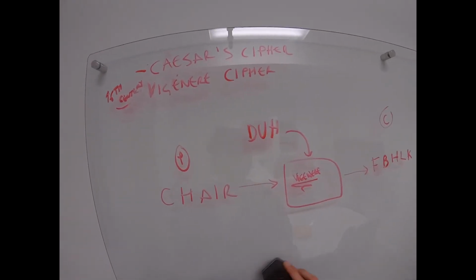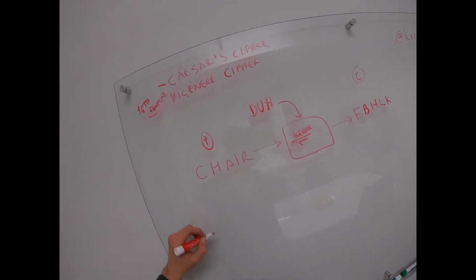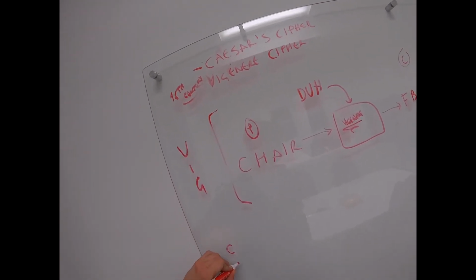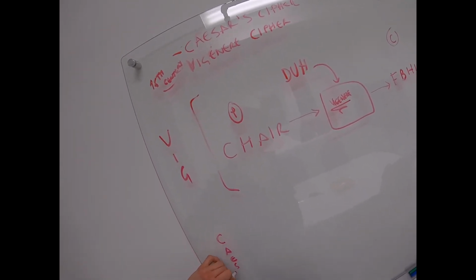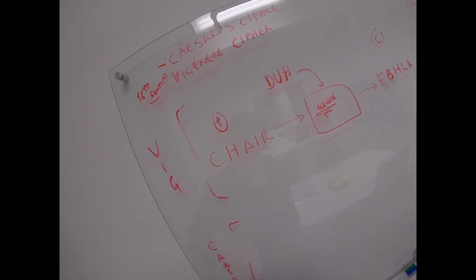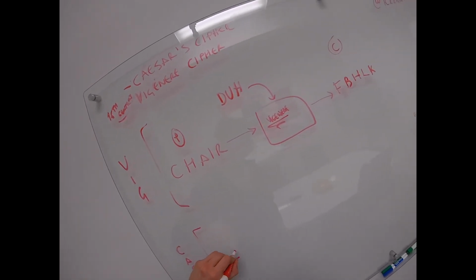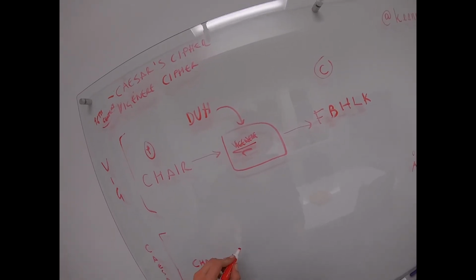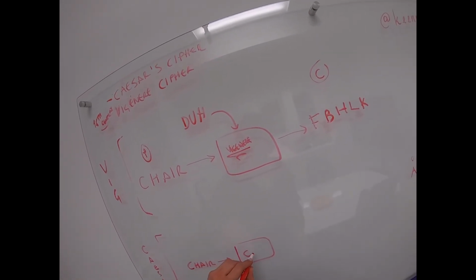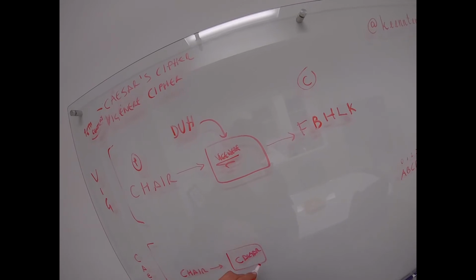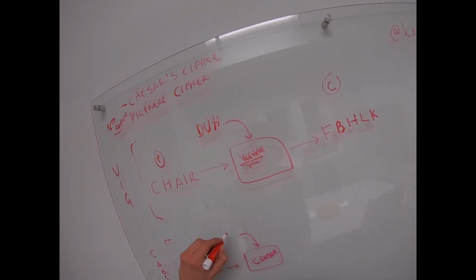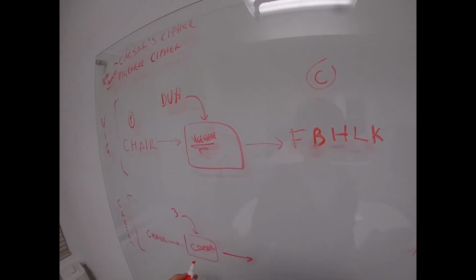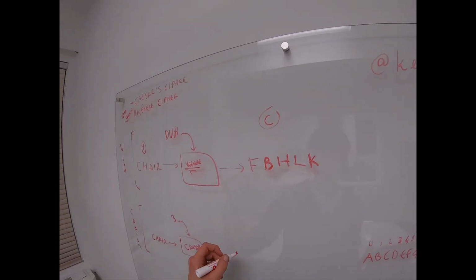Actually, let me rewrite the example I did before. This is Vigenere and this is Caesar, chair, and then this is, well, let's take 3 as a key because it's easy to compute for this example, but the key can be anything.